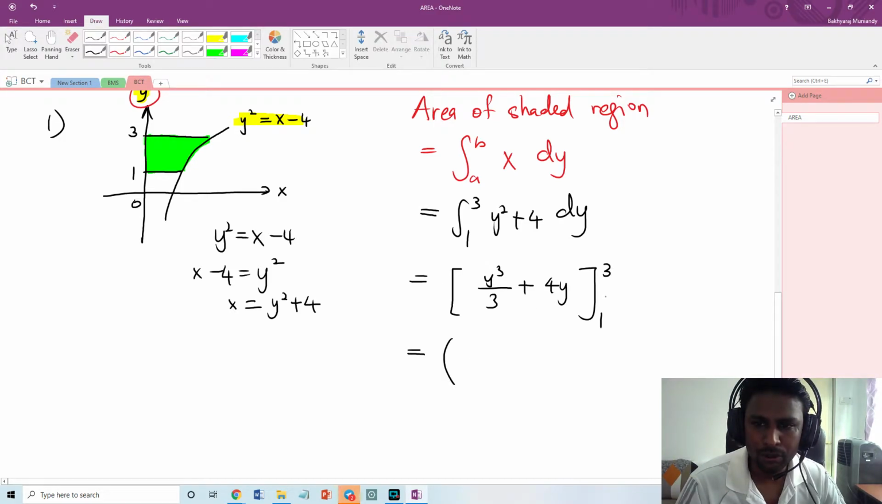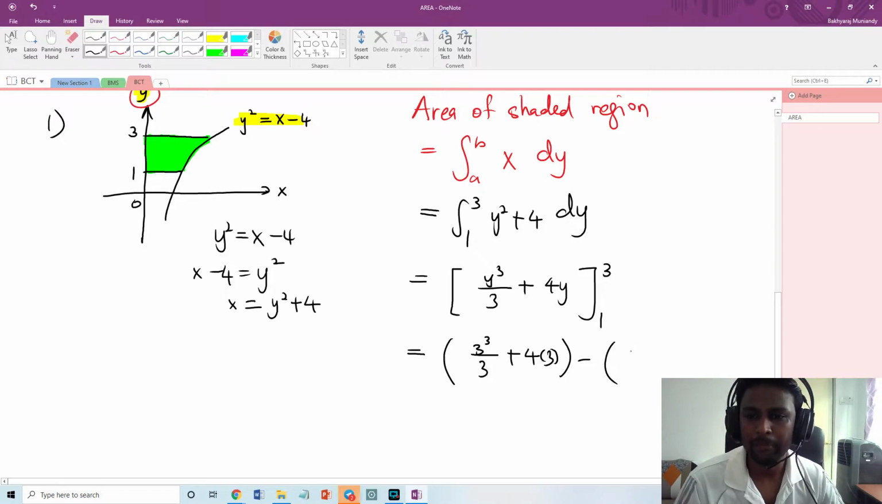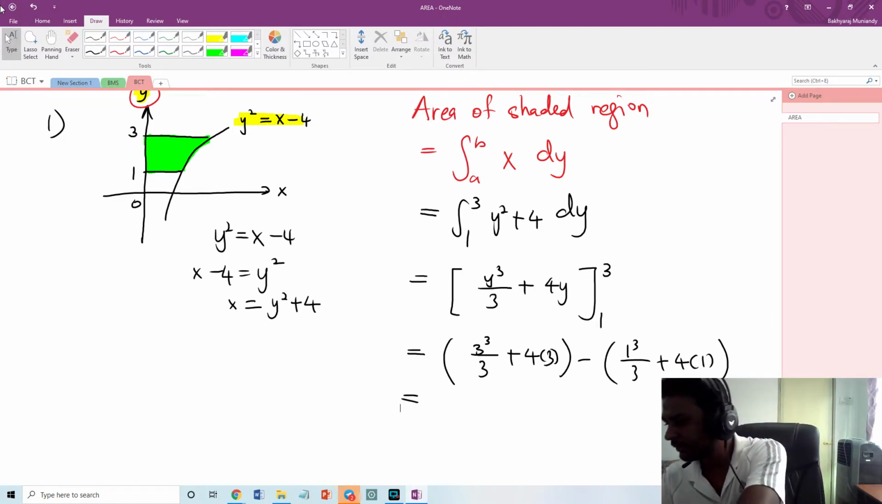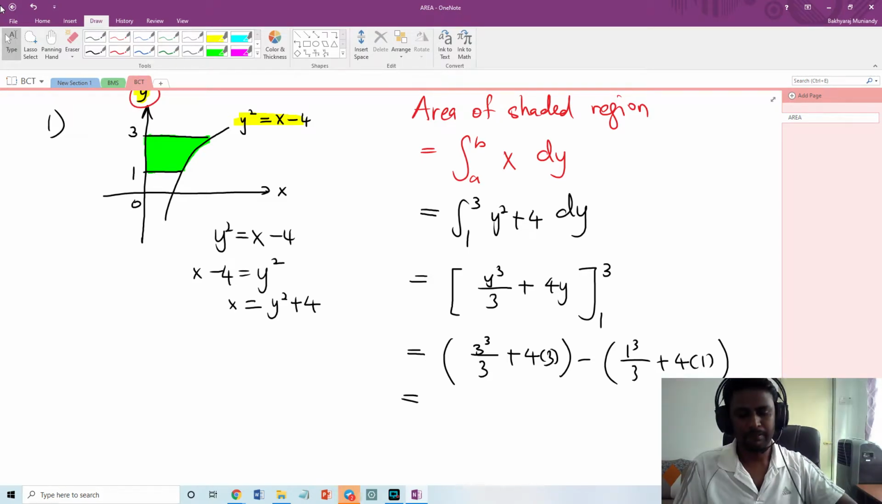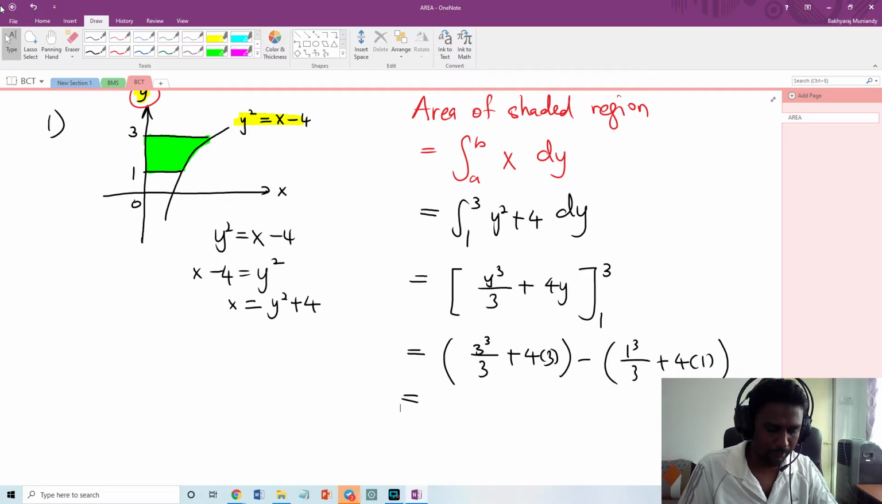For 3 we substitute: 3 cubed divided by 3 plus 4 times 3, minus 1 power of 3 plus 4 times 1. What is this answer? So you just program your calculator: 1 over 3 x power of 3 plus 4x. So you put 3, anyone want to help me? What's the answer when you put 3?